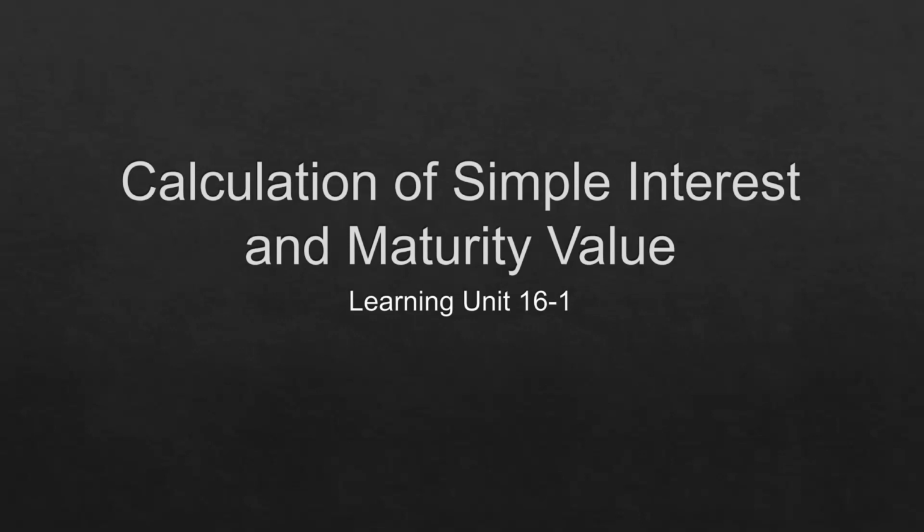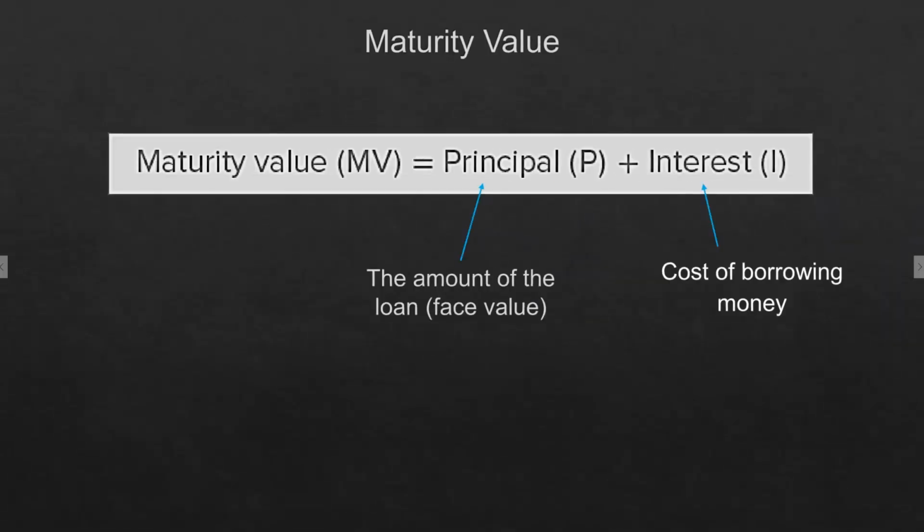Hi everyone, this is chapter 16, the very first section, 16.1, and we're going to talk about and practice some calculation of simple interest and maturity value. Maturity value is the amount that is owed at the end of the loan. So you take your principal amount, you add the interest, and then that's called your maturity value.